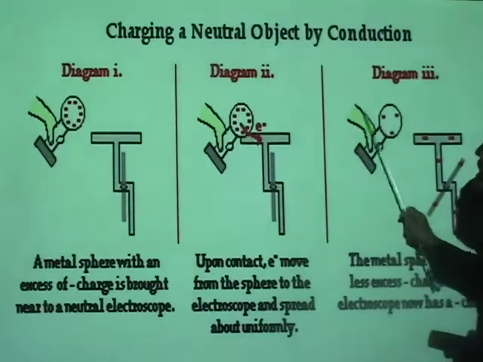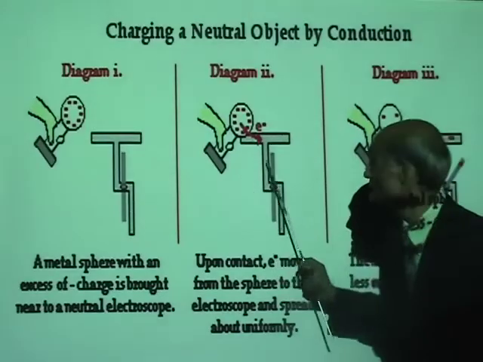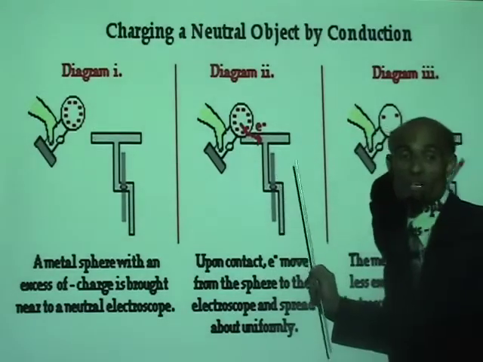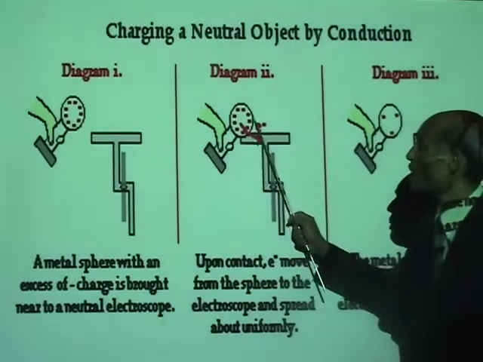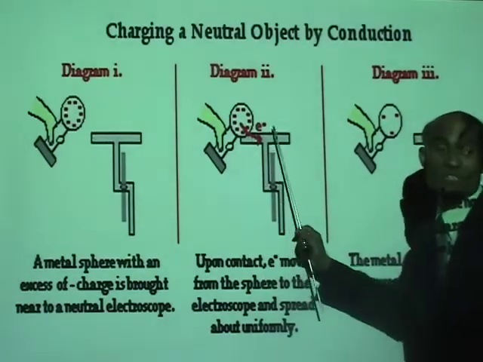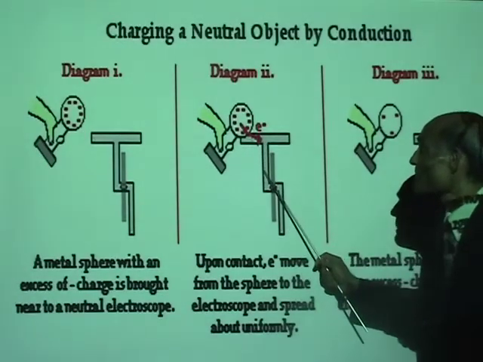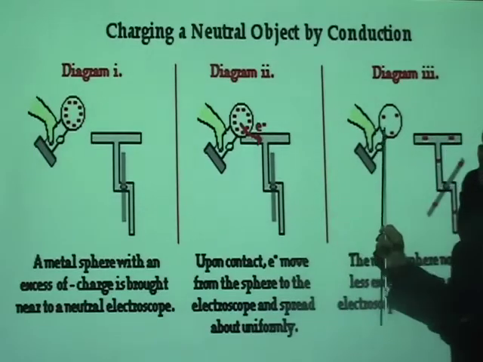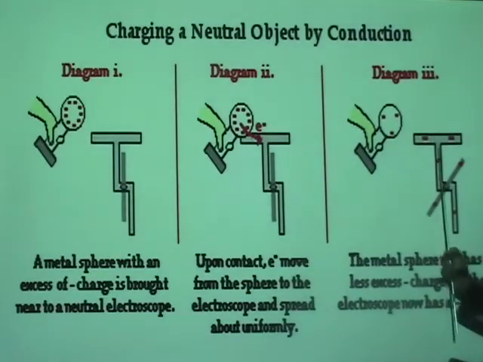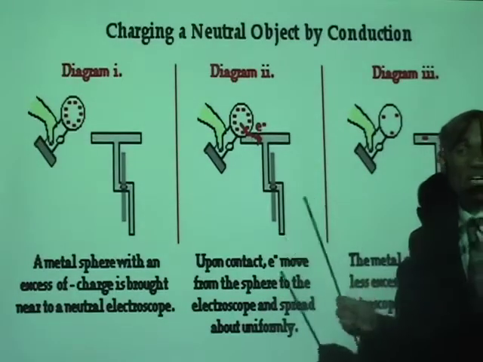When you make a charged object contact a neutral object, the electroscope is actually neutral. So when you bring a charged object and make it contact the neutral object, the negative charges will flow into the neutral object. Now when you remove the charged object, some of the charges are now on the electroscope, on the neutral object. This is now electrically charged. But remember, the total amount of charge has to remain a constant.